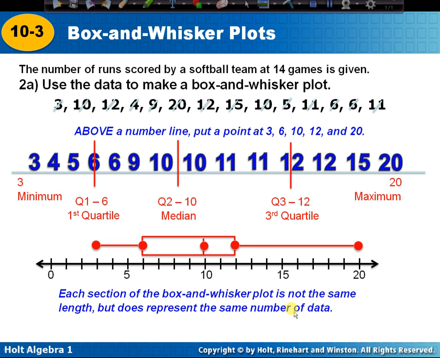It says each section of the box and whisker plot is not the same length, but does represent the same number of data, just like it did last time, the last example we looked at. There you have your 3, 4, and 5, your 6, 9, and 10, your 10, 11, and 11, and then your 12, 15, and 20.